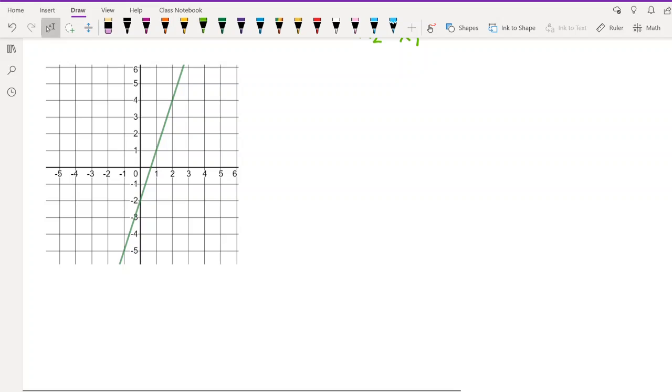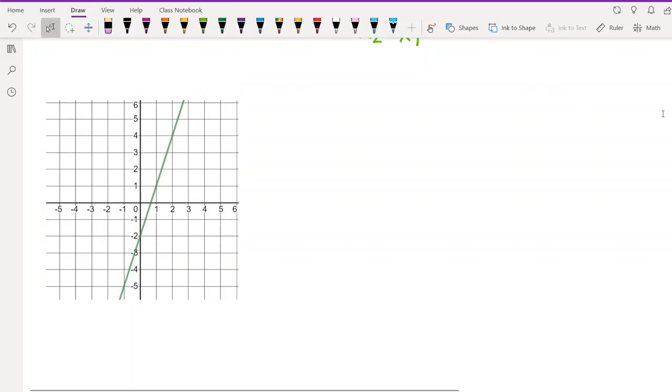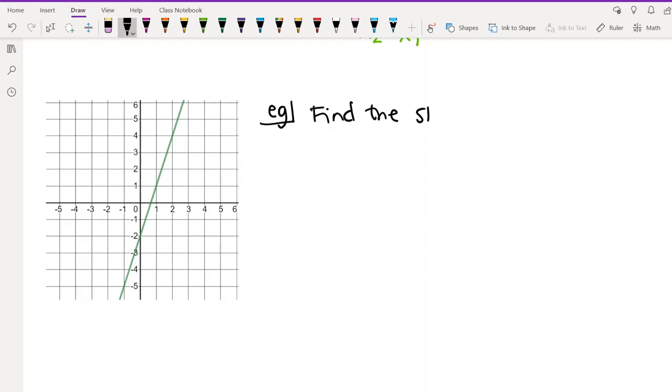Okay, so let's do a quick example just to make sure you know how this works. So we're just going to look at this graph and we're going to find the slope of the line that we've graphed. Basically you can pick any 2 points on the graph that you want. It doesn't matter which 2 points you pick because the slope is always going to be the same for the entire line.